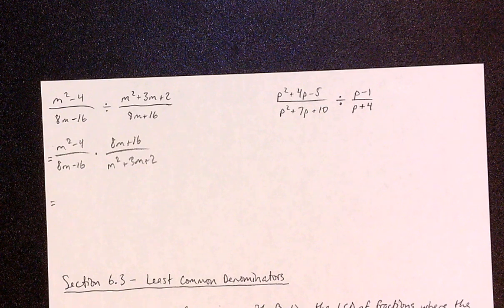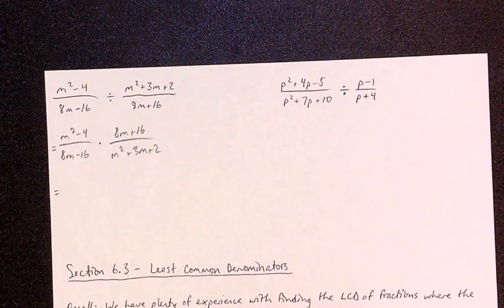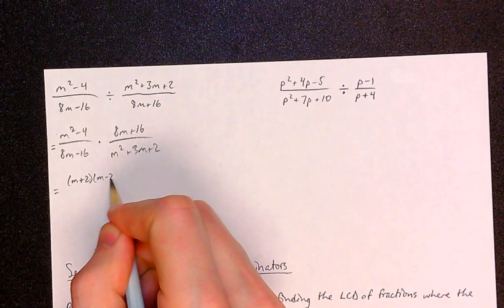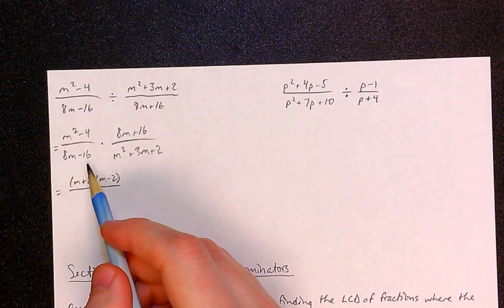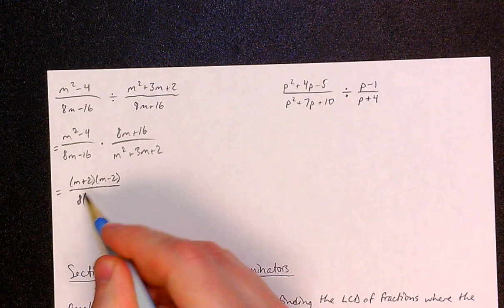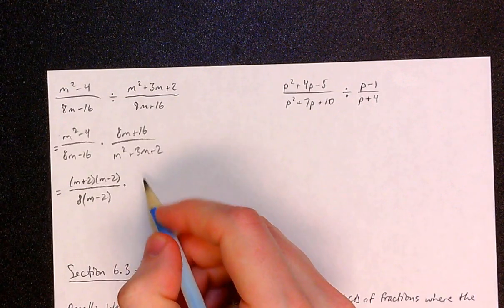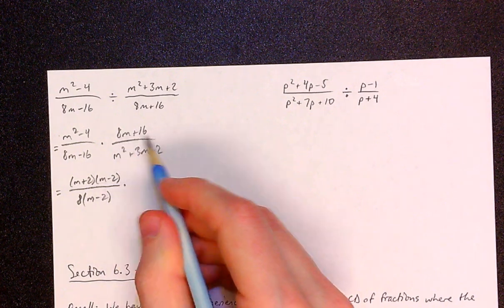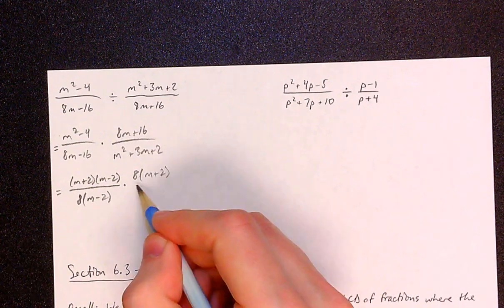Now let's do some factoring. M squared minus 4. This is another difference of two perfect squares. Gives me (m plus 2) and (m minus 2). The bottom, 8m minus 16, I can pull out a common factor of 8. And what am I left over with? I'm left over with m minus 2 times, now the 8m plus 16, I can pull out again a common factor of 8. What am I left over with? I'm left over with m plus 2.